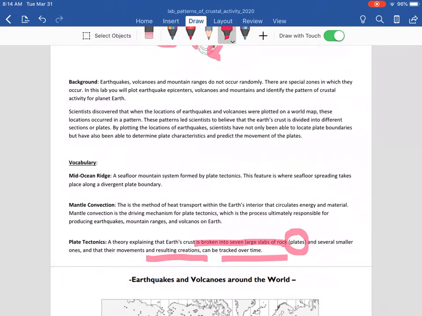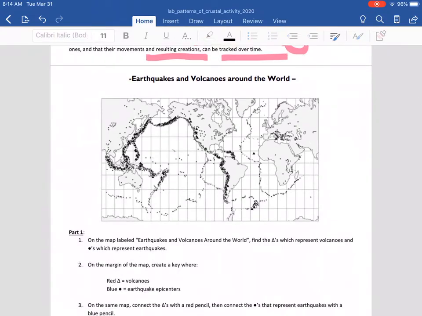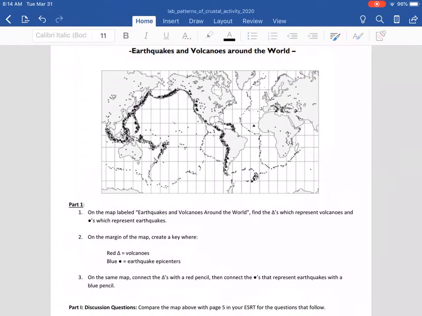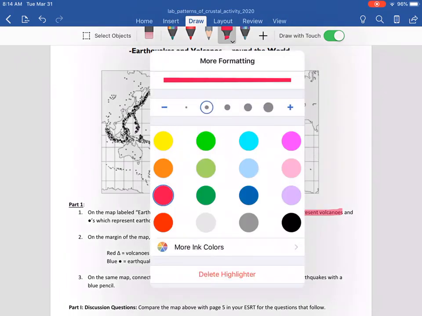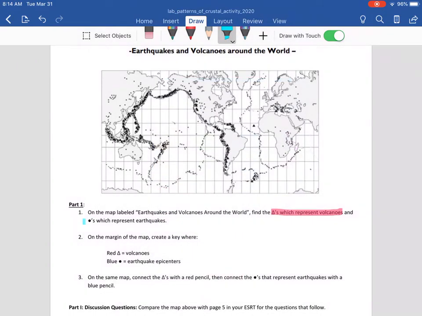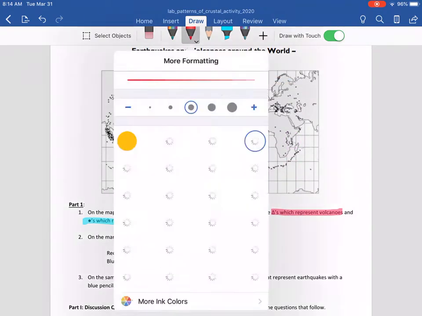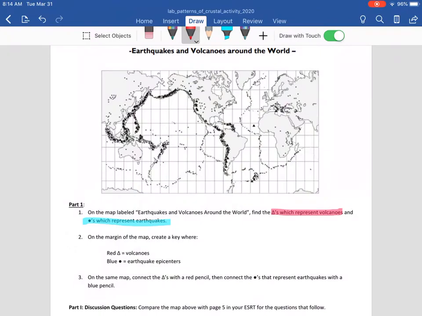All right. So here we go. First activity: earthquakes and volcanoes around the world. What we see in this is that we've got triangles are the volcanoes, and it looks like circles are going to represent the earthquakes. And so we are going to find them on that map. The plots are already there. And so if we're going to use red, do volcanoes first. Right, so each triangle is going to represent a volcano, and I'm going to put a little dot on the top of each one of them.